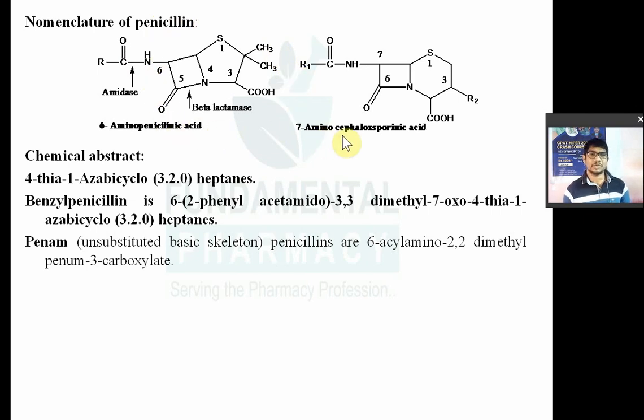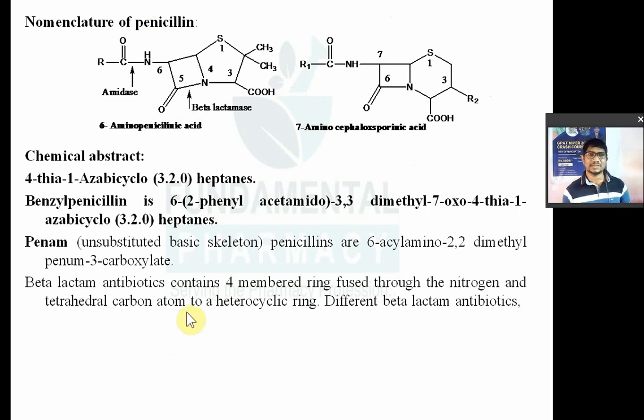In the cephalosporins, you can say they are 7-amino cephalosporanic acid derivatives, or they will have a cepham ring in their structure. Beta lactam antibiotics contain a 4-membered ring fused through nitrogen and tetrahedral carbon to a heterocyclic ring. So how many different beta lactam antibiotics are there? There are different beta lactam antibiotics like penicillins.